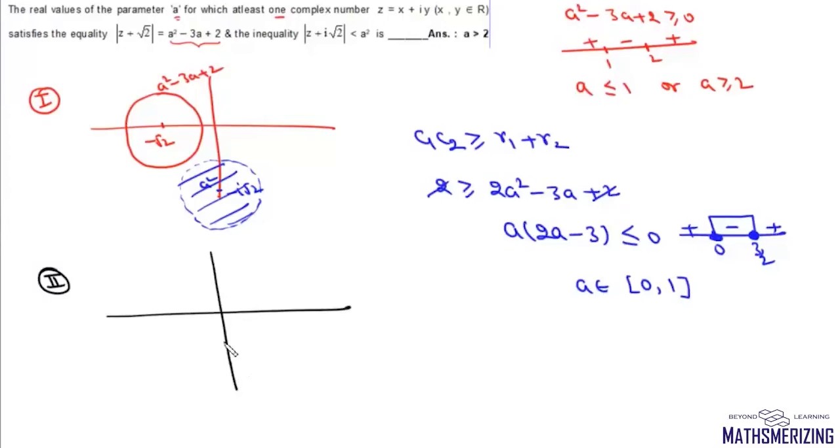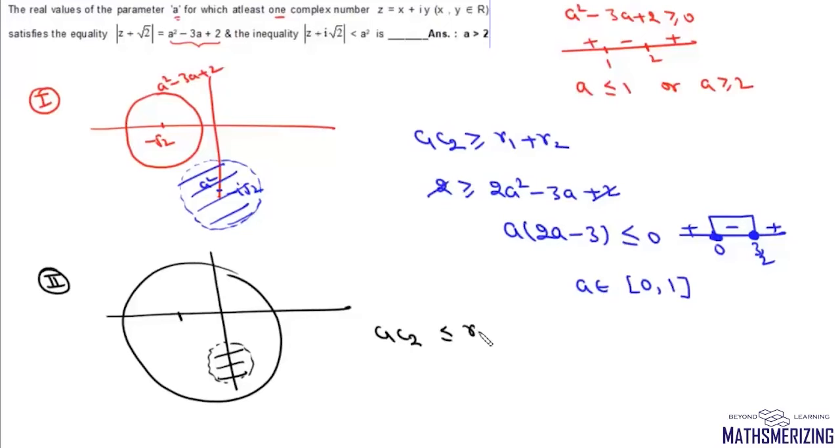And there won't be any solution in this second case when this inequality region lies completely inside this bigger circle. So for this case, the condition will be C1C2 should be less than or equal to R1 minus R2. Now C1C2 again will be 2 and will be less than or equal to R1 minus R2, and R1 minus R2 will be simply 3a plus 2. Now here we'll get this condition that a is less than or equal to 0. So there will be no solution when a is less than or equal to 1.